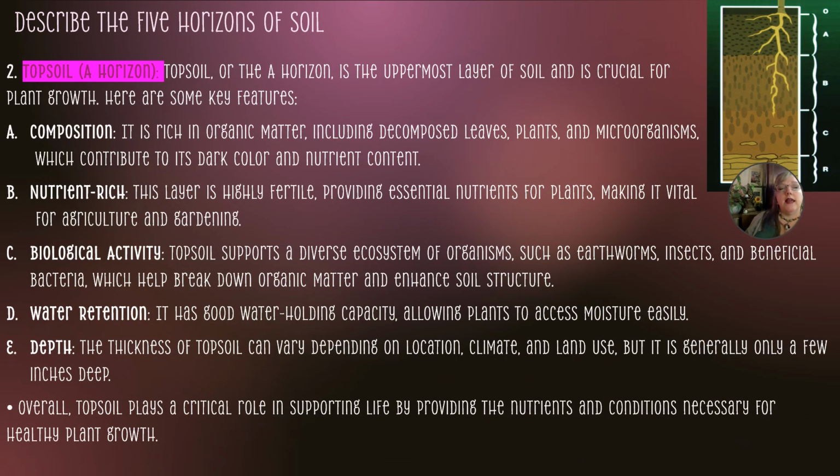All right. Next up is the A horizon. Now we're doing it alphabetically. It's basically the topsoil. It's the uppermost layer of the soil and crucial for plant growth. And again, this is not counting the organic stuff just laying on the top of the soil, like leaves and bugs and stuff. They just lay on top of the soil. This is where we're actually getting into the soil.